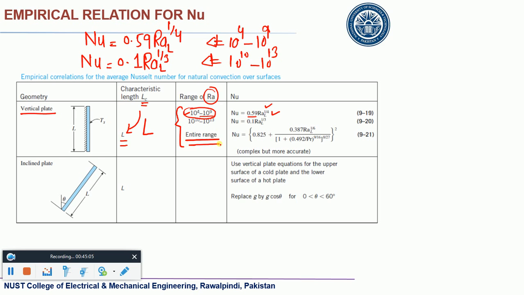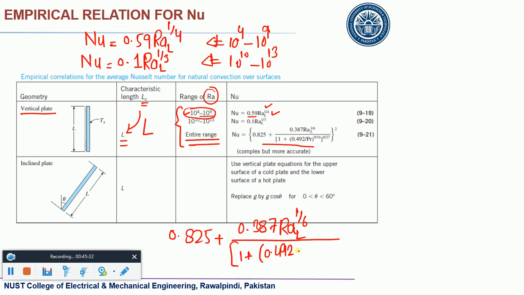But for the entire range, if you just want to find a relationship which is independent of the range, this is the relationship. Let me write it down. It is 0.825 plus 0.387 Rayleigh number raised to power 1/6, divided by 1 plus (0.492 over Prandtl number) raised to power 9/16, the whole raised to power 8/27, and then you take the square. From here to here you take the square. This is equal to the Nusselt number.